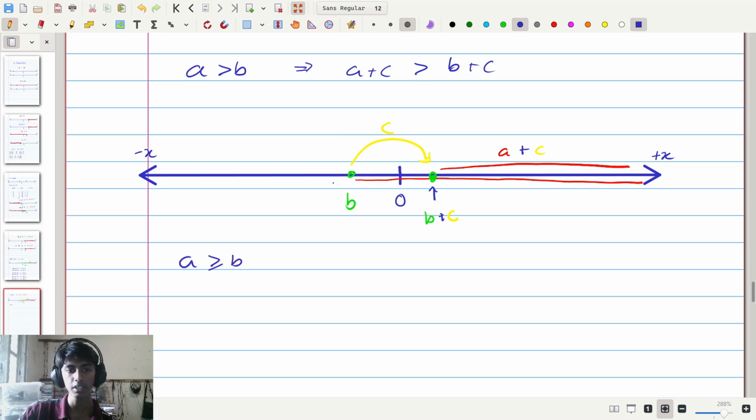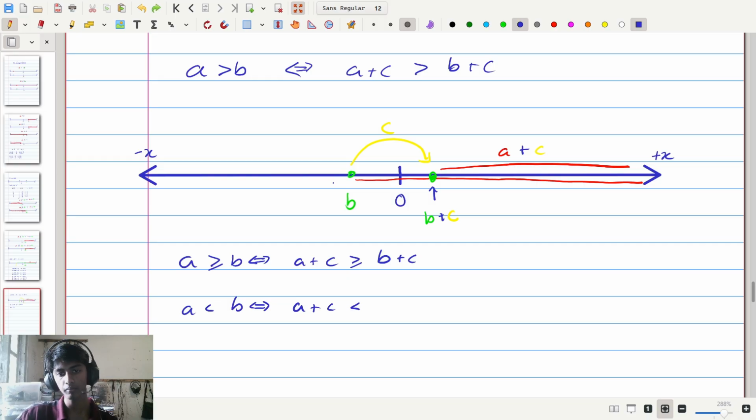If A greater than or equal to B, then of course A plus C is greater than or equal to B plus C. And of course this is implied in the reverse direction as well. If A plus C is greater than B plus C, then A is greater than B. And similarly for the others, if A is less than B, this implies that A plus C is less than B plus C. Similarly, A less than or equal to B is necessary and required for A plus C to be less than or equal to B plus C.